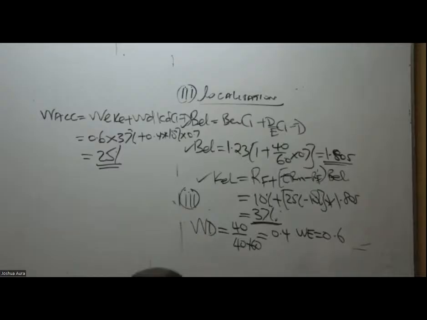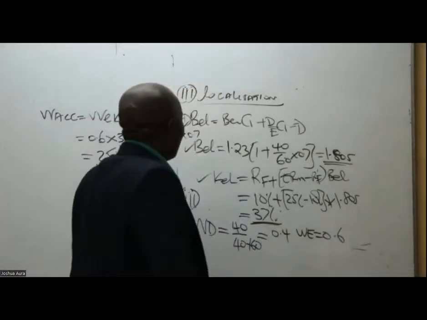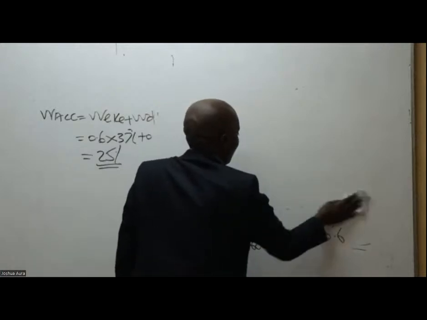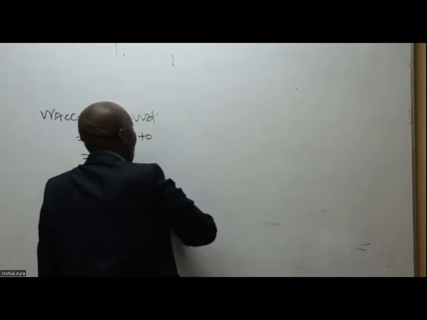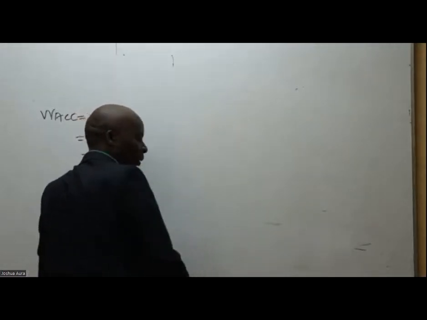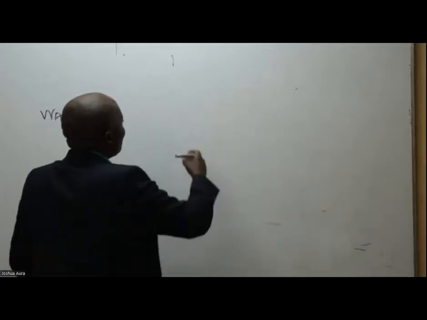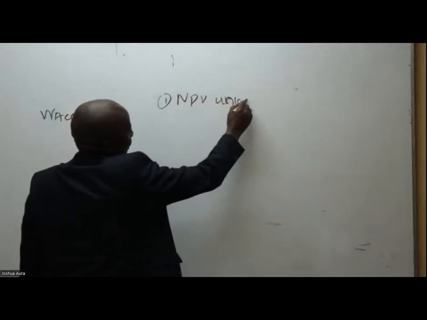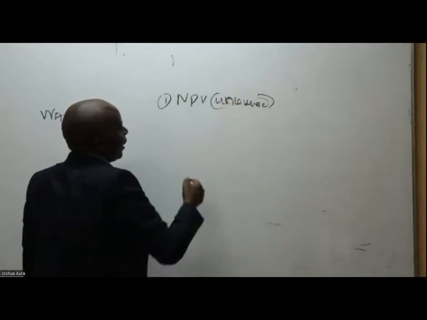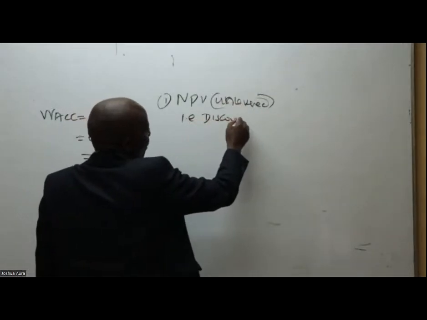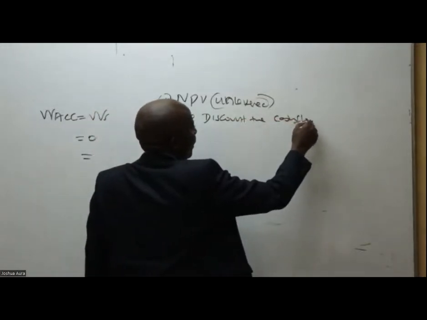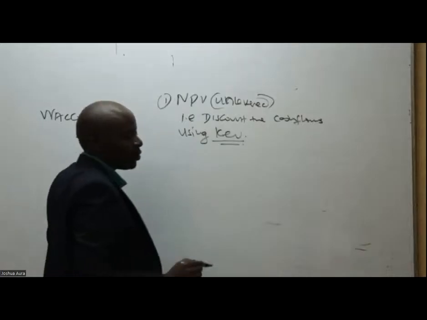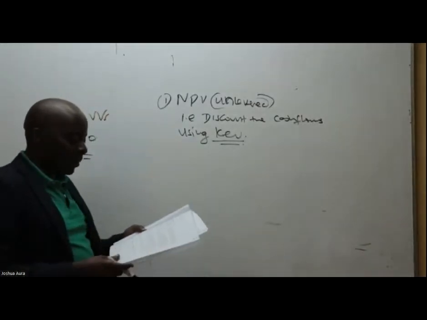Remember, ladies and gentlemen, that the first step of net present value, not net present, but adjusted present value, step number one, is to give us NPV unlevered, i.e. discount the cash flows given using the cost of equity of the unlevered firm.